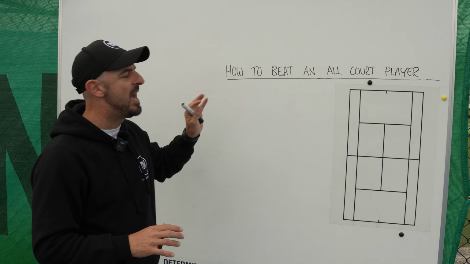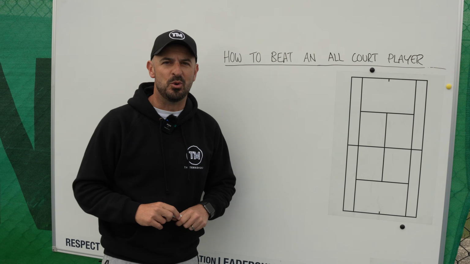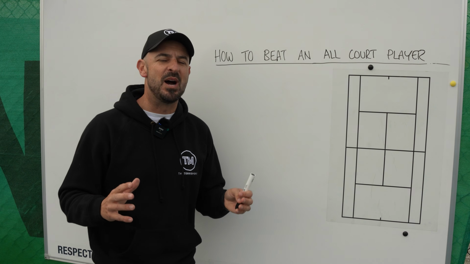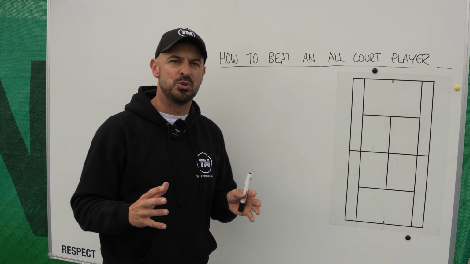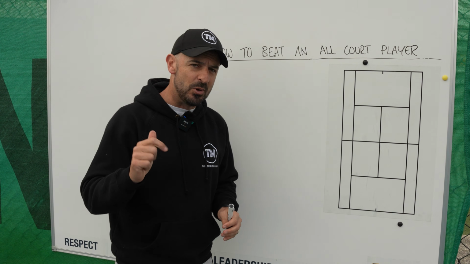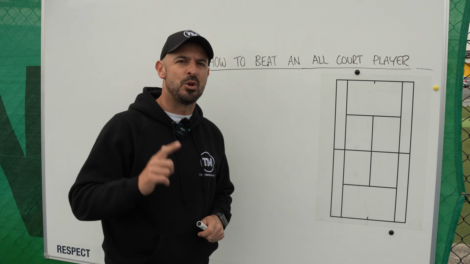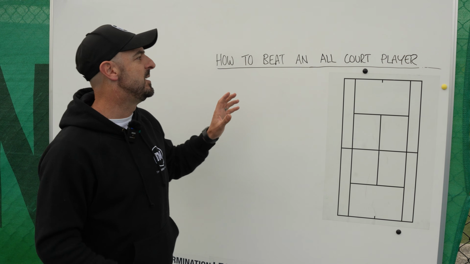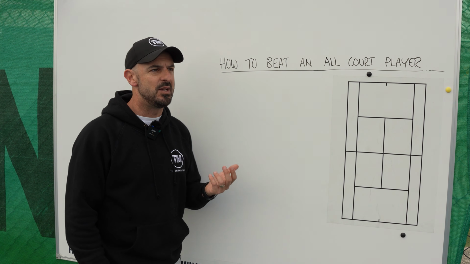Today we're going to look at how to break down an all-court player. The Roger Federers, the Ash Bartys, the ones that possess all the different tools and weapons to be able to do anything on the court, which is a good thing, but also sometimes it can be a negative because there's so many options that they do have. But a couple of things with an all-court player that we need to take into account.